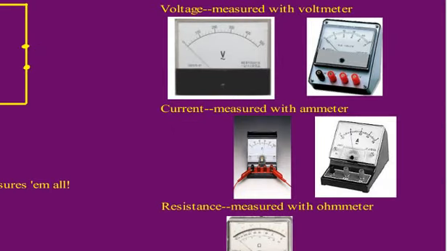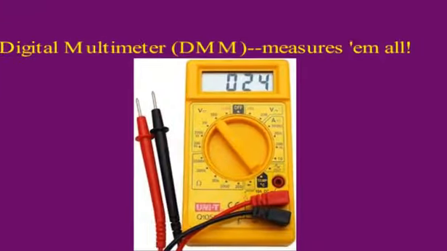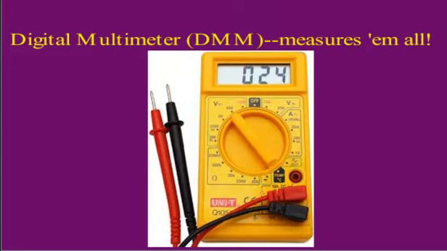Today we tend to use digital meters, and in fact the most common meter you're going to see is the one that I've got pictured here, which is called a digital multimeter. And it's called a multimeter because it measures multiple quantities. In fact, it measures all three of the ones that we want: voltage, current, and resistance. Let's take a closer look at the dial.